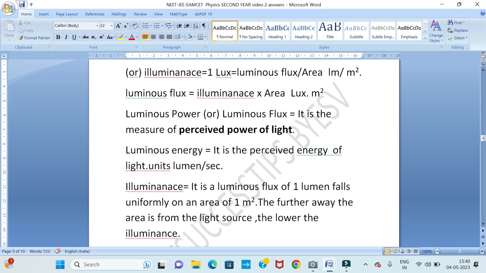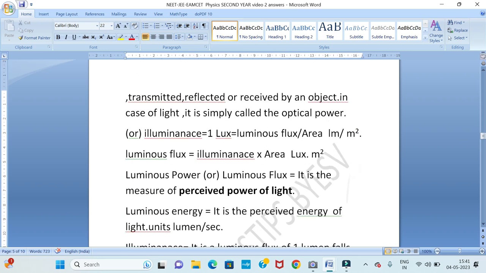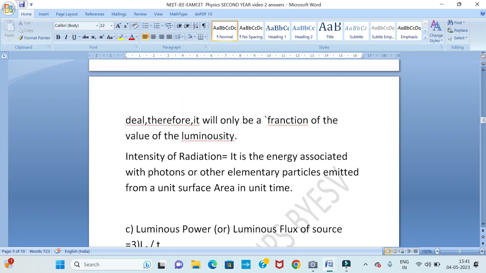Luminous power or luminous flux is the measure of the perceived power of light. Earlier it was the emitted power of light. Here luminous flux or luminous power is the perceived power of light.